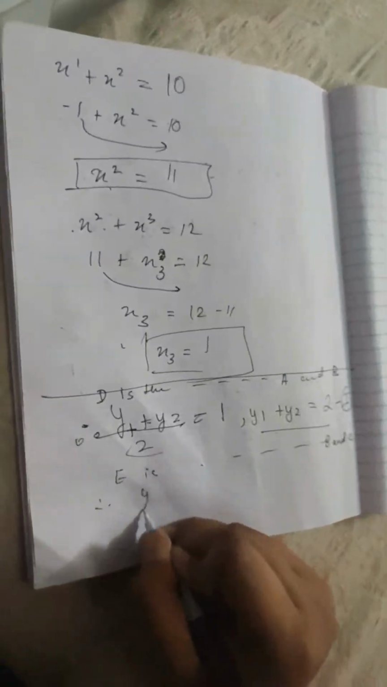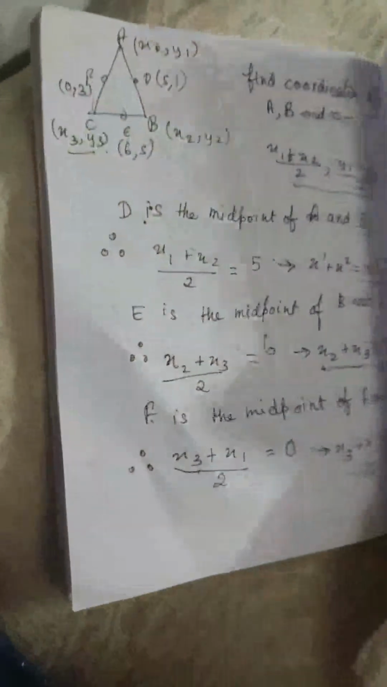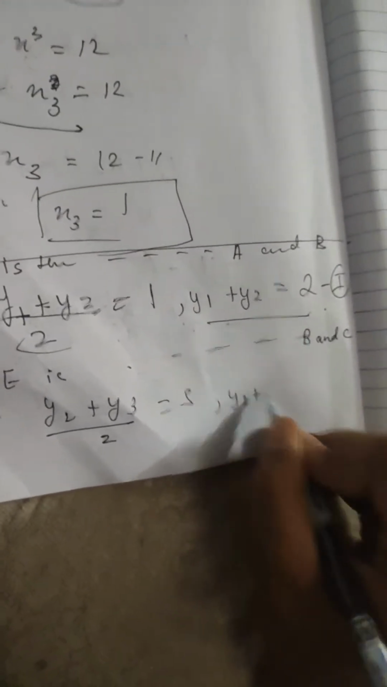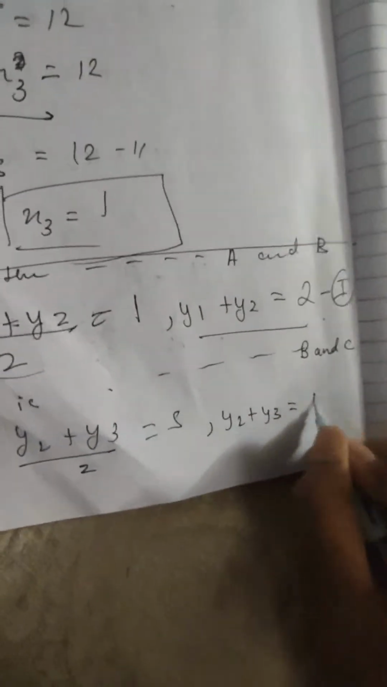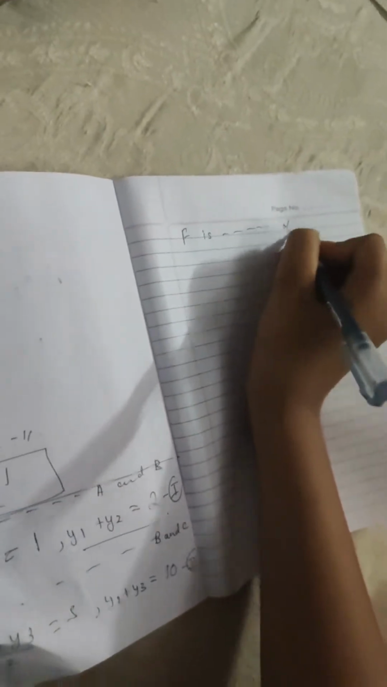So therefore, y2 plus y3 upon 2 is equal to what? 5. So when 2 will go there, it will be y2 plus y3 is equal to 10, which is our equation 2. Again, then we'll do for F. F is the midpoint of whom? A and C.